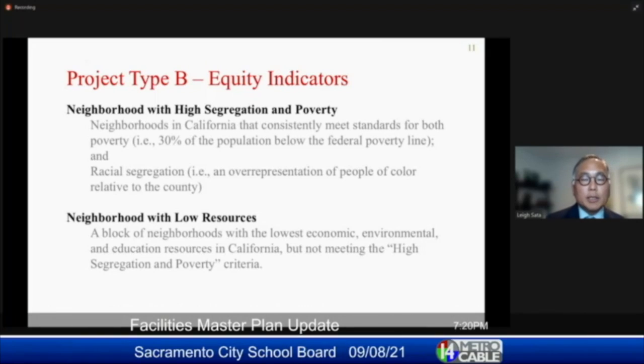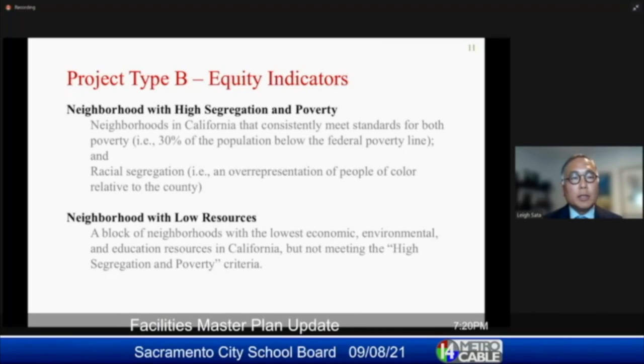The second type of project that we are interested in is what we call the visionary projects, and these are based on the equity indicators, and I'm going to go through them again. If you recall in our last board work session, Dr. Regina Stanbeck-Stroud touched on these, but I'll just quickly talk about them, and I've brought forward another slide to give you a little bit more detail on some of the background here.